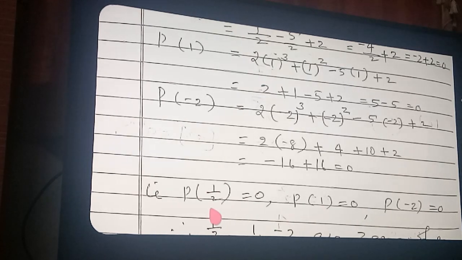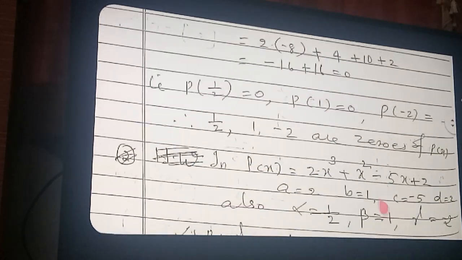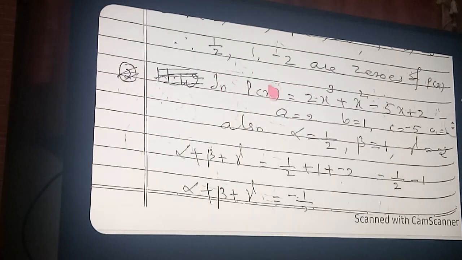Here I wrote the conclusion: p of 1 by 2 is 0, p of 1 is 0, p of minus 2 is equal to 0. The meaning is that 1 by 2, 1 and minus 2 are the zeros of the polynomial p of x. There are two parts to the question. The first part is to verify they are the zeros, so the first part is completed. In this way, for any question, you find the values of the polynomial at the given values. If p of those values comes 0, we can say very clearly that the values are the zeros of the polynomial p of x. For any question the method is the same.